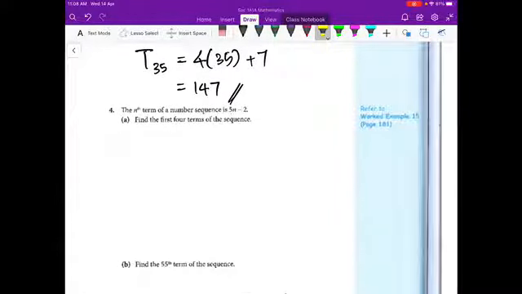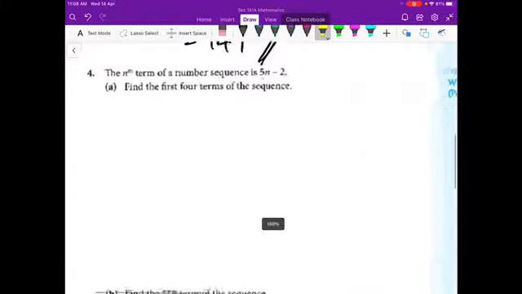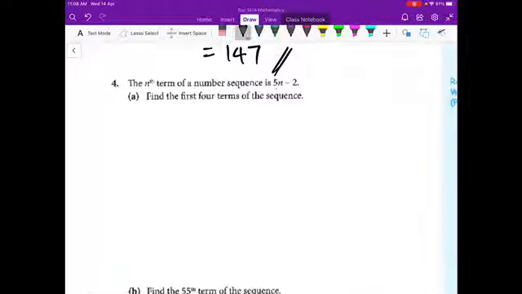In question 4, the nth term of a number sequence is 5n minus 2. First line, I want everybody to write this down. Doesn't matter whether you know how to do it or not, I want everybody to write this down. Tn is 5n minus 2. So the nth term is 5n minus 2. Then the first term, T1, is 5 times 1 minus 2. The third term is T3 equals 5 times 3 minus 2, and so on and so forth.